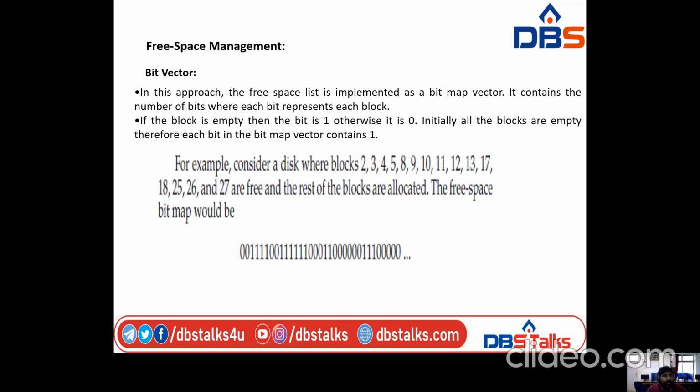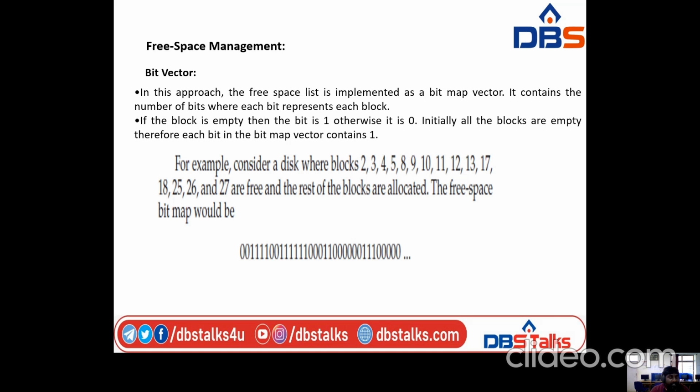Next, coming to free space management. What is meant by free space management? In order to implement it, we have two techniques: bit vector and linked list. Free space management is nothing but tracking which blocks are free and which blocks are allocated. A hard disk is divided into a number of blocks, so by seeing this, we know how many blocks are allocated and how many are free.